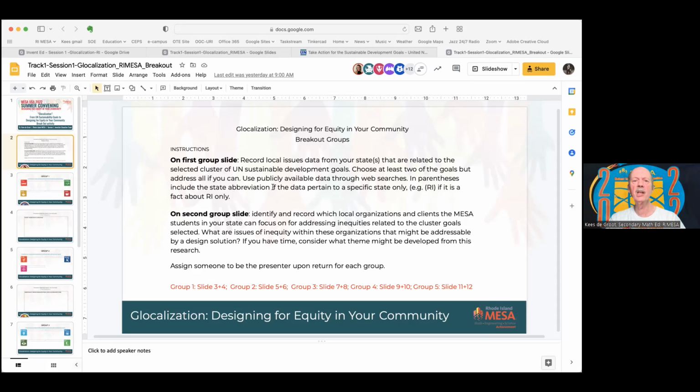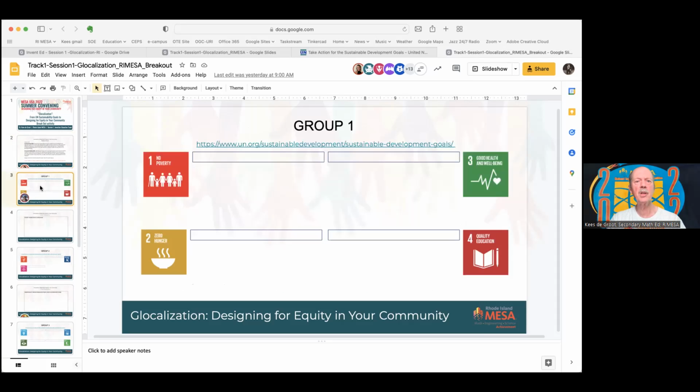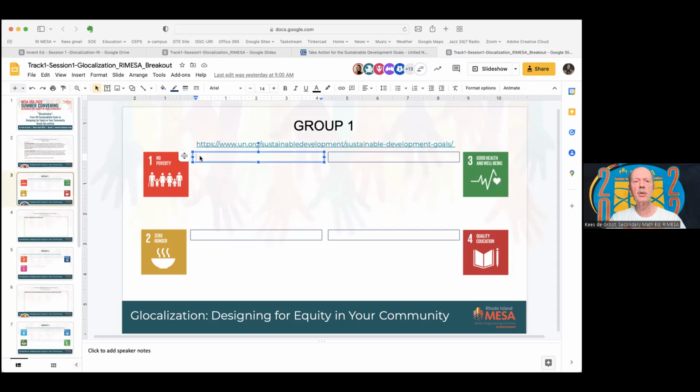If data is very specific to a state, then please add the state abbreviation in parentheses. So on the first slide, let me just go to one of those here. You double click in here, and then you can just type in your ideas. On this first slide, next to poverty, you put all your information here, and so on.